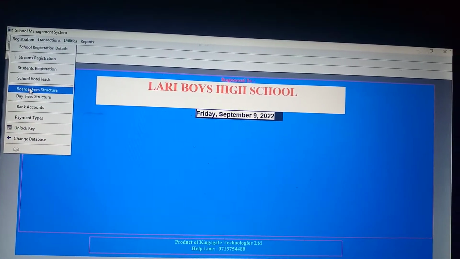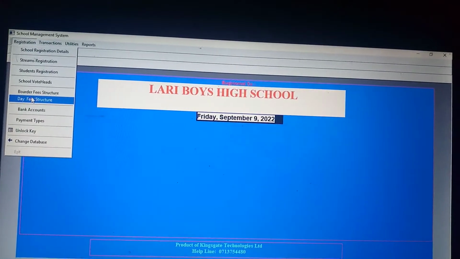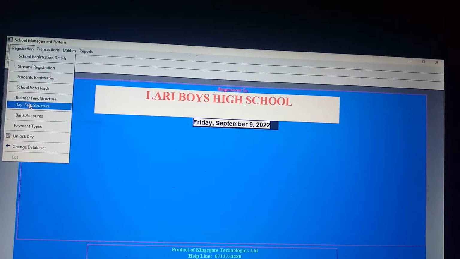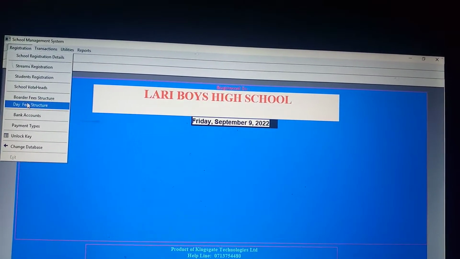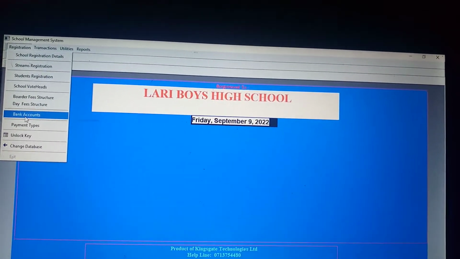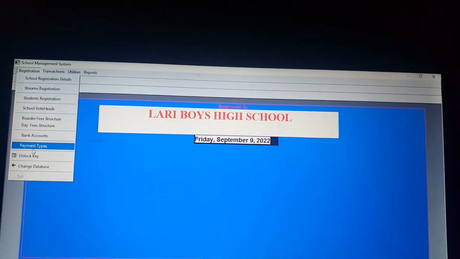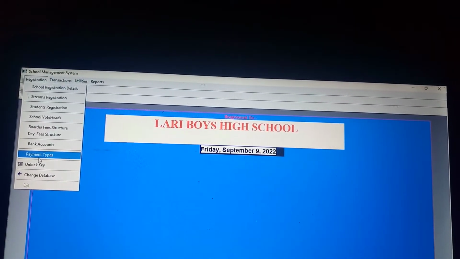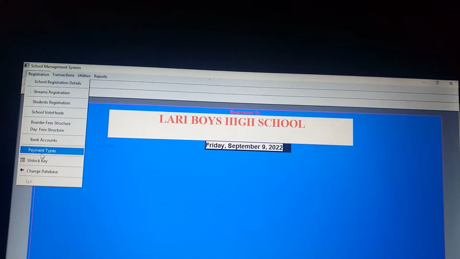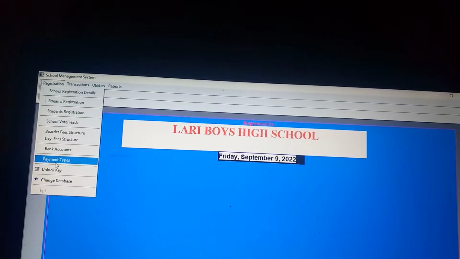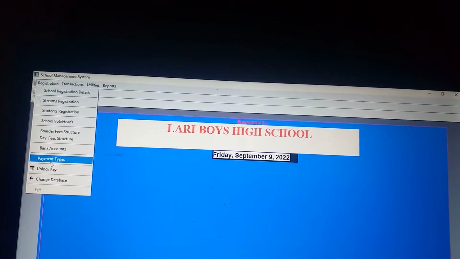So we look at registration, all the things that are supposed to be registered here: the vote heads, boarding fee structure, day fee structure. So there is no worry. If some of the students are in boarding and others are in day, they are going to be charged differently. This is where we enter the bank accounts. This is where we register the payment types. Are they paying through cash or money order or in kind or bank slip or M-Pesa? All those things are provided there.